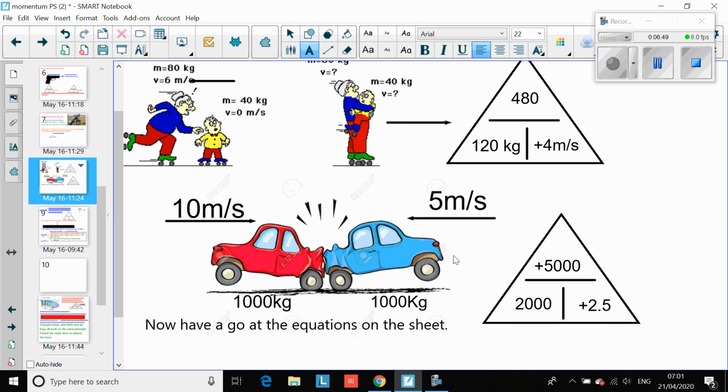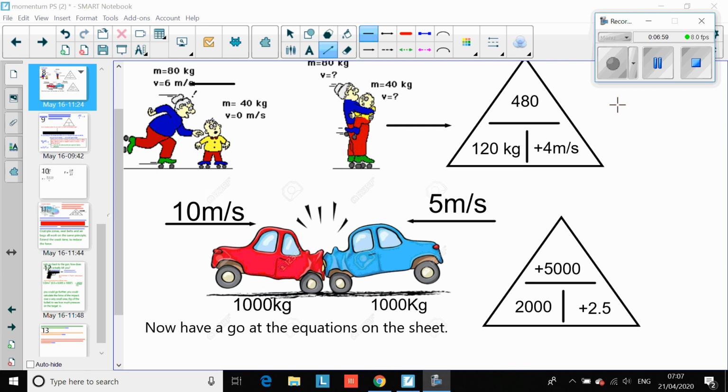So if you didn't get that, copy it down now, please. You can pause the video again, copy it down with this example and explain what is going on. Okay, so now that you've done that, I'd like you to have a go at the questions on the equation sheet. I'll give you about 10 minutes to do those. Make sure you show your workings and then I'll post up the answers in a few minutes.